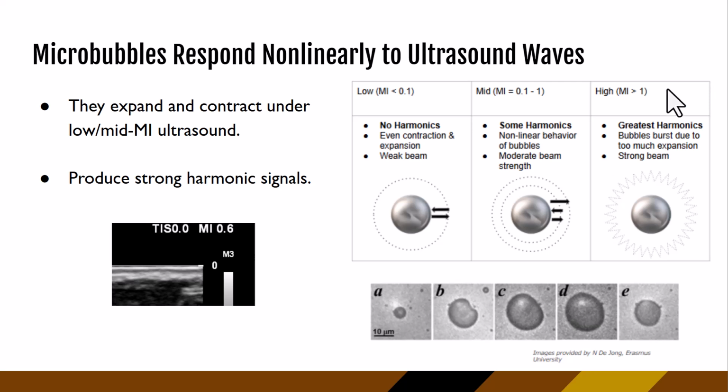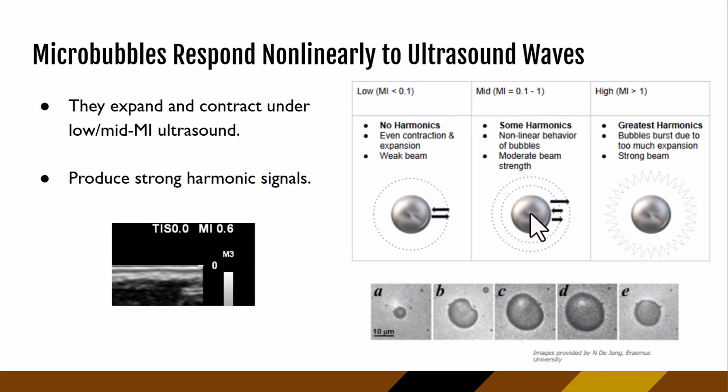Now, if we have a really high mechanical index during that rarefaction portion, that's going to have a very, very low pressure, allowing the bubble to indefinitely expand to the point where it'll just rupture. And that's not helpful. We won't get any harmonics out of it. We won't be able to see it flowing through the blood vessels. So that's not helpful. So oftentimes we're going to choose something in that mid-range.